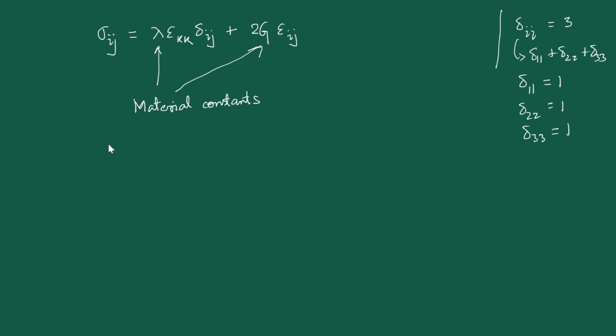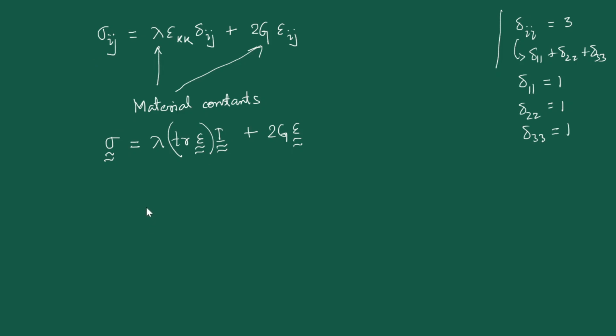There's another way of writing this in tensor or compact notation. We write it in this fashion. It is the trace of the epsilon times the identity tensor. Trace means the sum of the diagonal elements, and this is just the identity tensor. So these two things are perfectly equivalent.